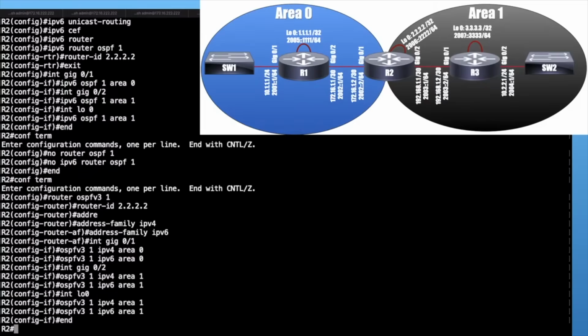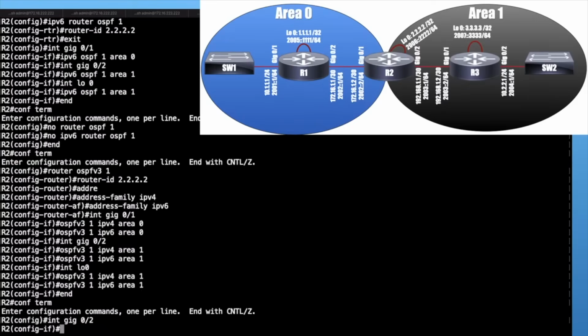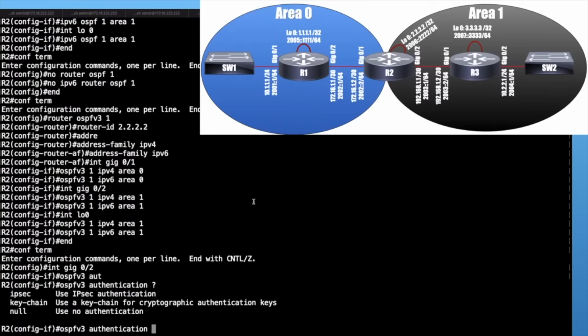I'm going to say in interface gigabit 0/2, because that's the link that I'm going to authenticate over, I'm going to say OSPF version 3 authentication. Now I've got options. I could say I don't want to do authentication at all. I could say no. I could use a keychain. That's something you oftentimes see with EIGRP authentication, where you can have different keys that have different key lifetimes. So one key is not going to be valid forever. It's going to go to a different key with a different start and end date. You could do all that here.